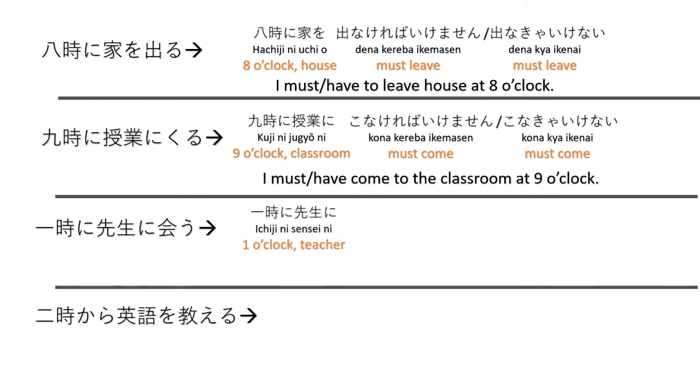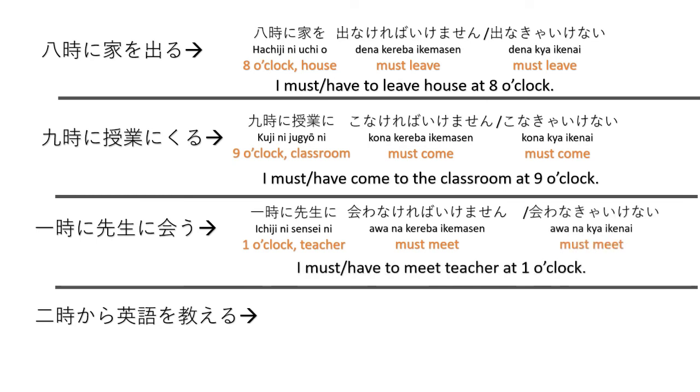Next, 1時に先生に会う. To meet teacher at 1 o'clock. So here we have 1時に先生に, 1 o'clock, teacher. 会わなければいけません or 会わなきゃいけない. I must or I have to meet teacher at 1 o'clock. Okay?